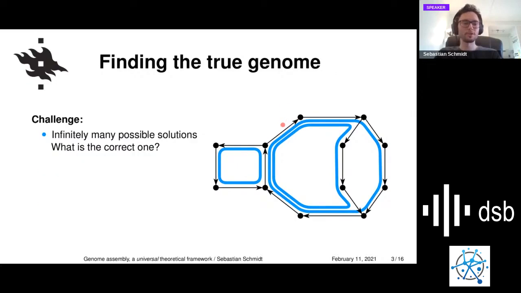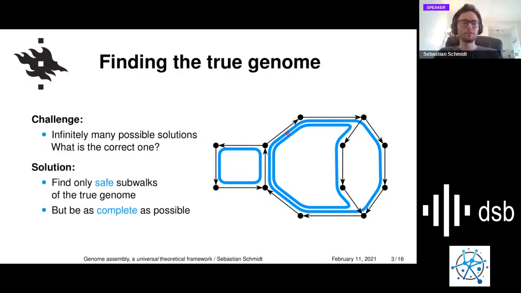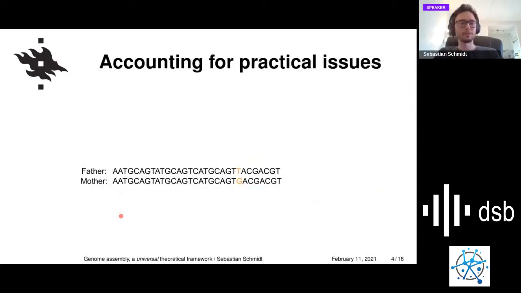Now, you might notice a challenge here. It's not unique. What is the correct solution walk in this graph? So what do we do in practice about that? We find only safe subwalks of the true genome. These are those walks that are subwalks of each possible solution walk. So they are then definitely part of the original genome. And now that we only report subsolutions, we want to be as complete as possible, because we still want to report as large solutions as possible. Okay, so much for the short introduction.